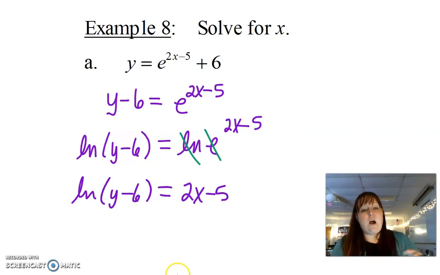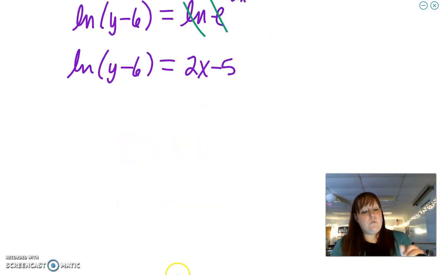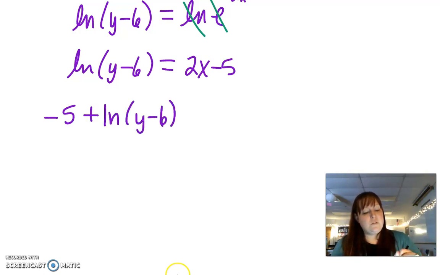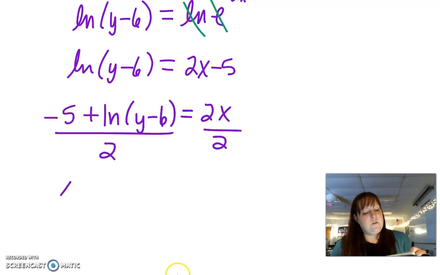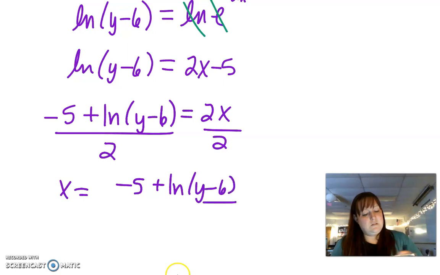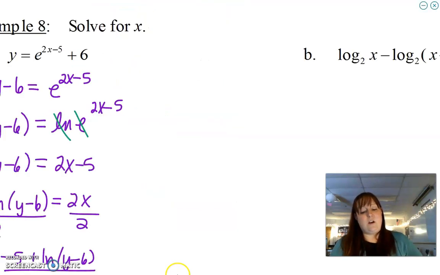Now x is still not by itself, so we're going to subtract 5 from both sides. And instead of writing it at the end, I write it at the beginning just so that it's very clear that it's not in the natural log function. Because otherwise sometimes it looks like it's part of the natural log function. And then we divide by 2. So x equals this big long mess. And there you go. Solved for x by using the natural log to get x all by itself.